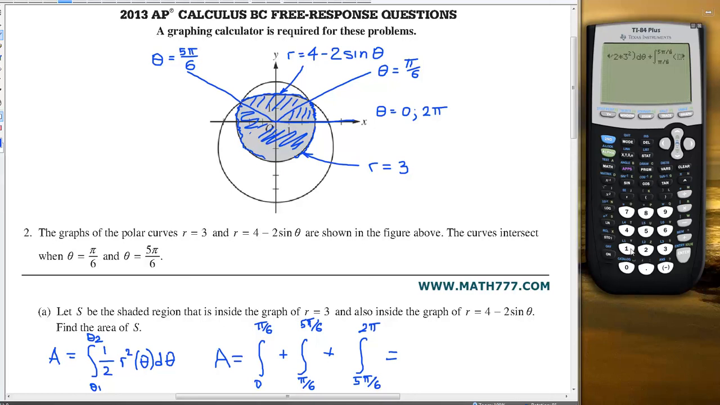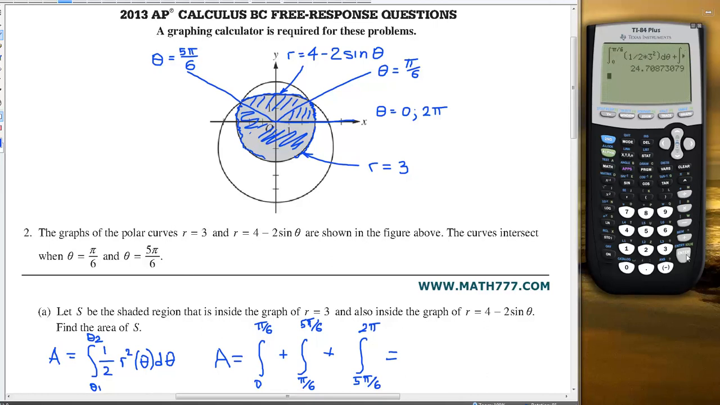of the function. In this case, it's 1/2 times 4 minus 2 sine theta squared, again d theta, plus the third integral from 5 pi over 6 to 2 pi, and again it's 1/2 times 3 squared d theta.